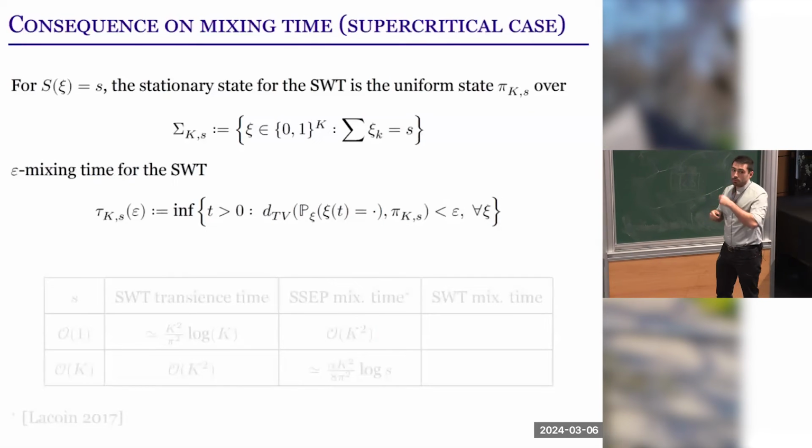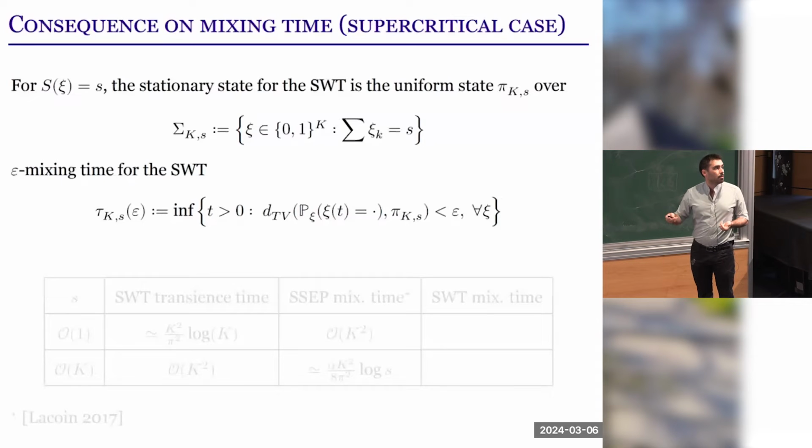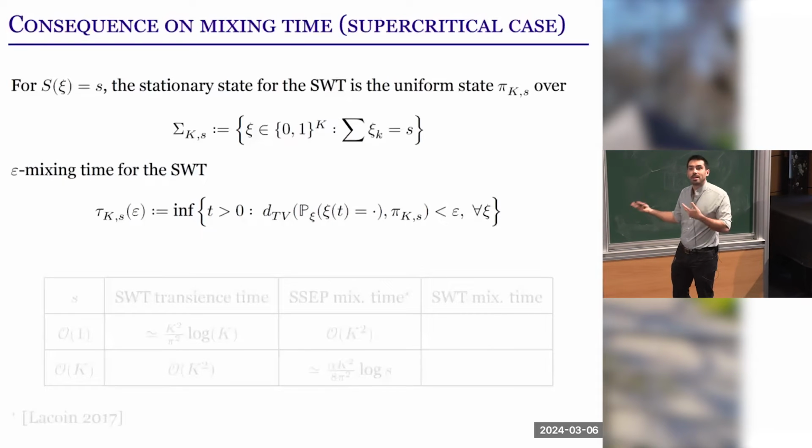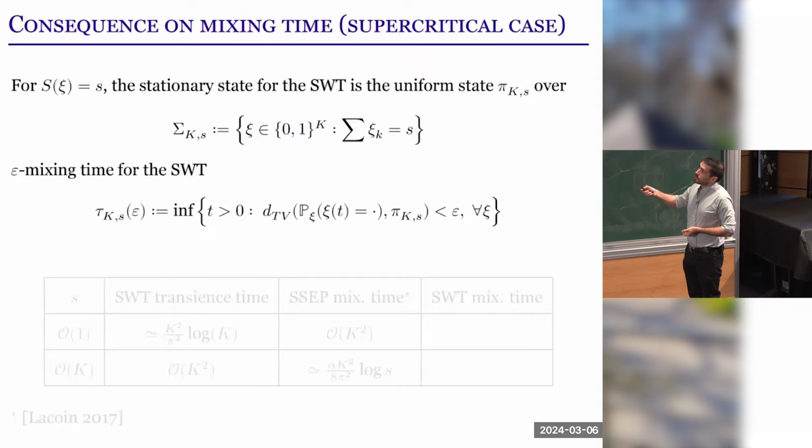Okay. So now that we have cutoff for the transience time, a natural question is what happens for the mixing time for the Sep-Witz traps? Well, if you fix the number of excess particles, which is the number of remaining particles once you have spent your transience time, then the stationary state for the Sep-Witz traps, provided that the number of excess particles is S, is just uniform over SEP configurations. So here the state space is {0,1} to the k, with S particles.